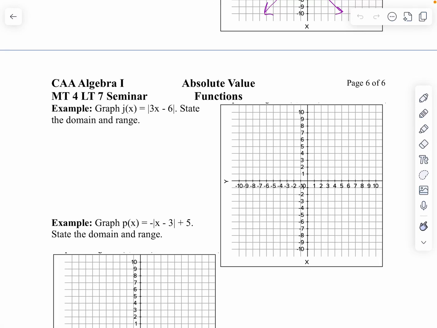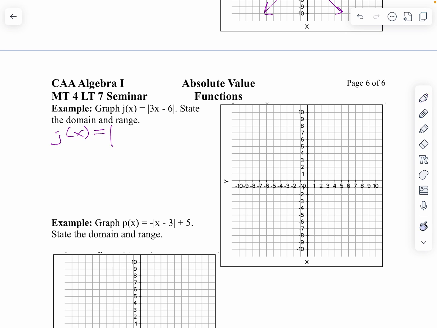Whenever you have an equation with a number that you're multiplying inside the absolute value, rather than worrying about horizontal and vertical, let's just make a table. The first thing, we do want to separate the 3 from the subtraction sign, because right now you can't tell what you're moving it to. So the first thing we're going to do is factor the inside.